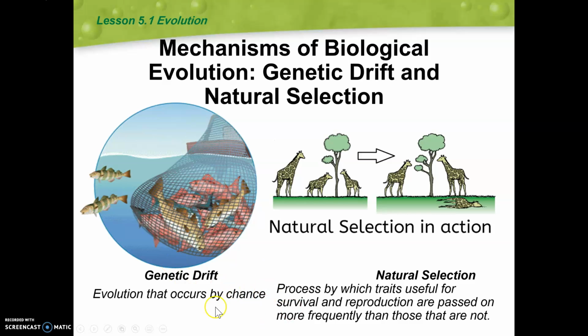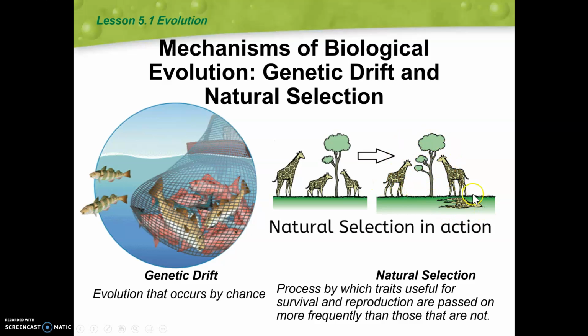So this is a chance activity that happened, where natural selection is a process by which traits that are useful for survival and reproduction are going to be passed on, and the ones that are not useful will not be passed on. So if we take a look at our giraffes here, we have a giraffe with a nice long neck, and we have a giraffe with a short neck. Since their food source is at the top of this tree, we're going to see that the long neck is going to be more favorable.